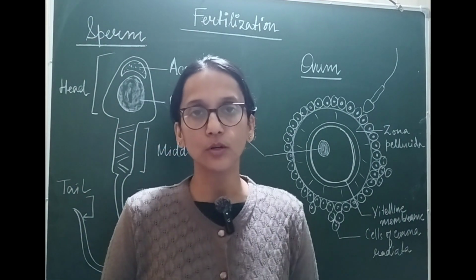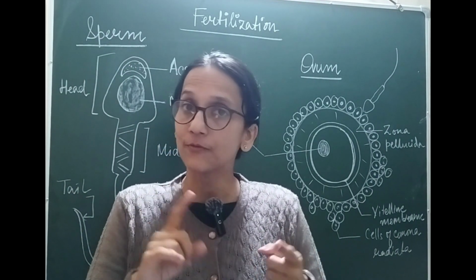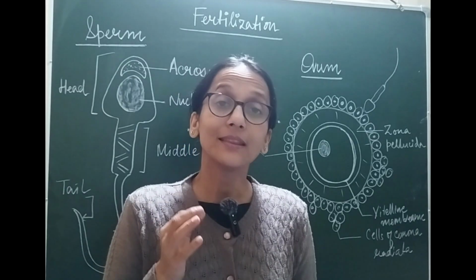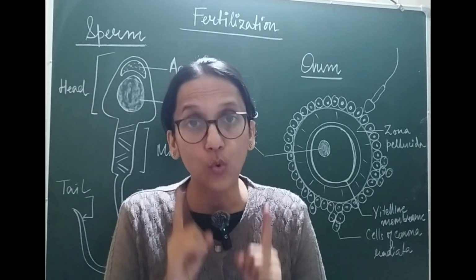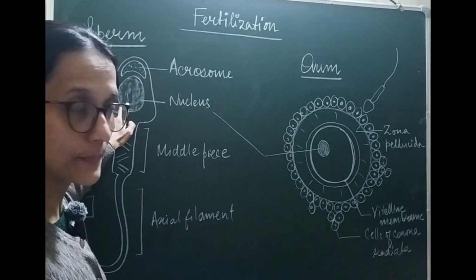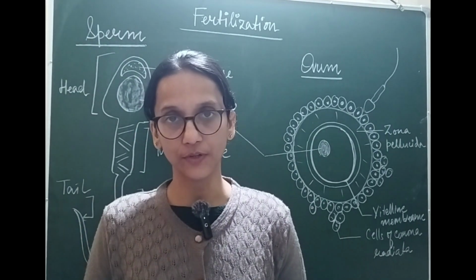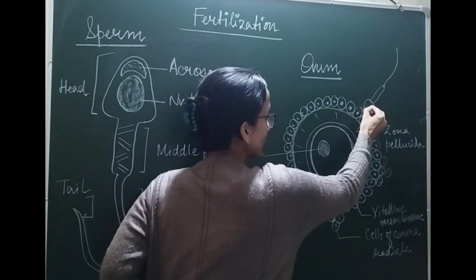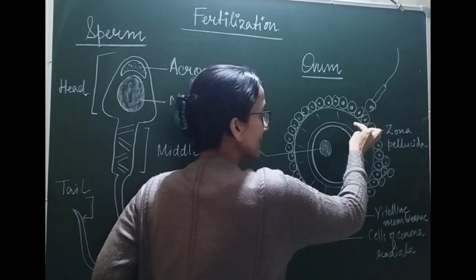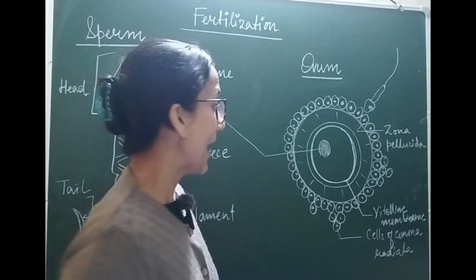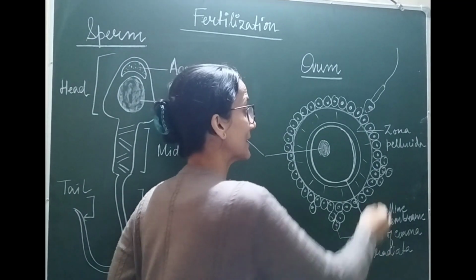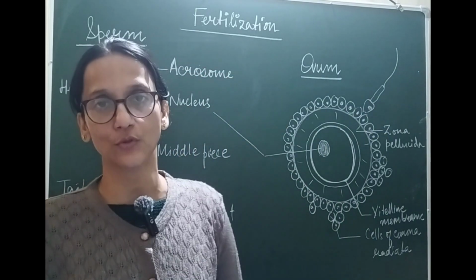Remember one thing, when we talk about fertilization, fertilization means fusion of the male and female gamete, and this fusion will be considered complete only when the nucleus of the sperm fuses with the nucleus of the ovum. Otherwise it will not be called fertilization. So the sperm will actually have to come and melt the three layers of the ovum and reach the nucleus so that it can fuse its nucleus with the nucleus of the ovum.